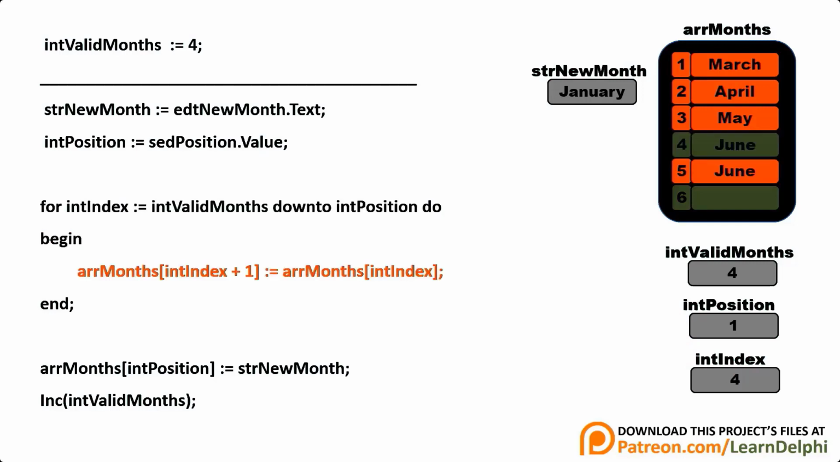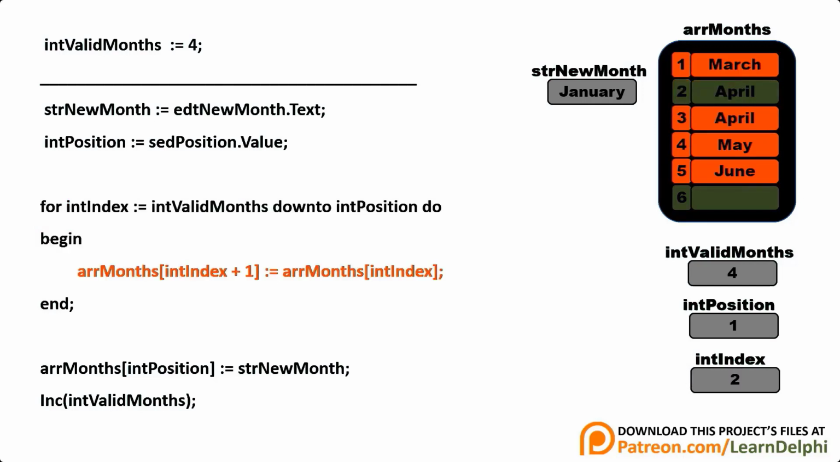Inside the loop, we shift June 1 index down by assigning June in index 4 of the array to index 4 plus 1, in other words index 5. Then we enter the loop again, and the loop count goes down from 4 to 3. Inside the loop, we shift May 1 index down by assigning May in index 3 of the array to index 4. Then we enter the loop again, and the loop count goes down from 3 to 2.